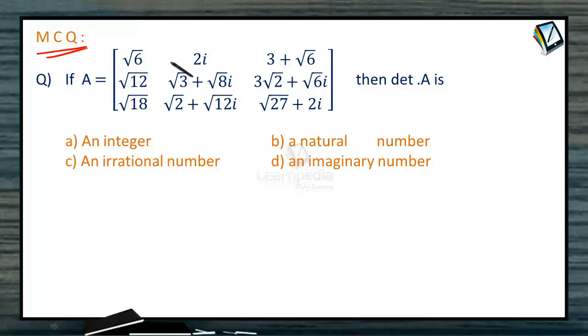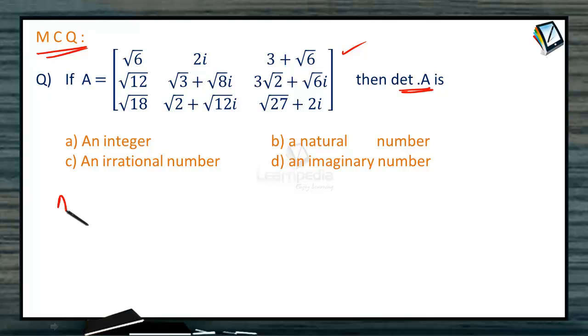Question is, if A is the matrix with rows: root 6, 2i, 3 plus root 6; root 12, root 3 plus root 8i, 3 root 2 plus root 6i; root 18, root 2 plus root 12i, root 27 plus 2i. This is matrix A. Then the determinant of A is an integer, a natural number, an irrational number, or an imaginary number?